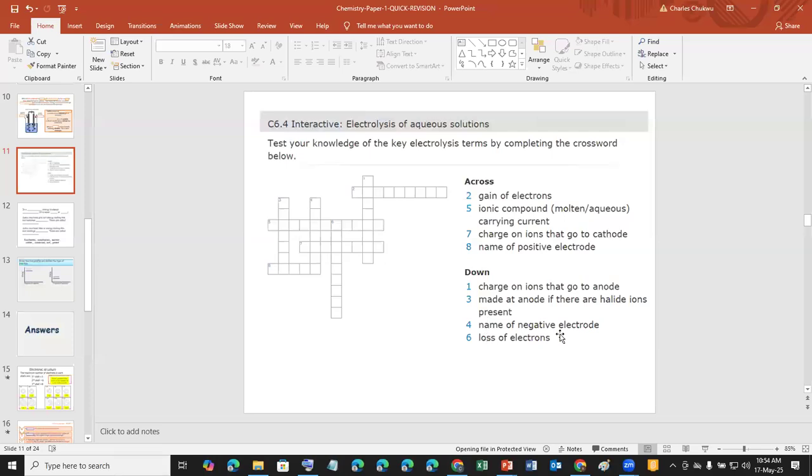And then the name of the negative electrode, of course, somehow they've given us the name. That's the cathode. And the loss of electrons is the opposite of gain of electrons. So that means loss of electrons will be oxidation.